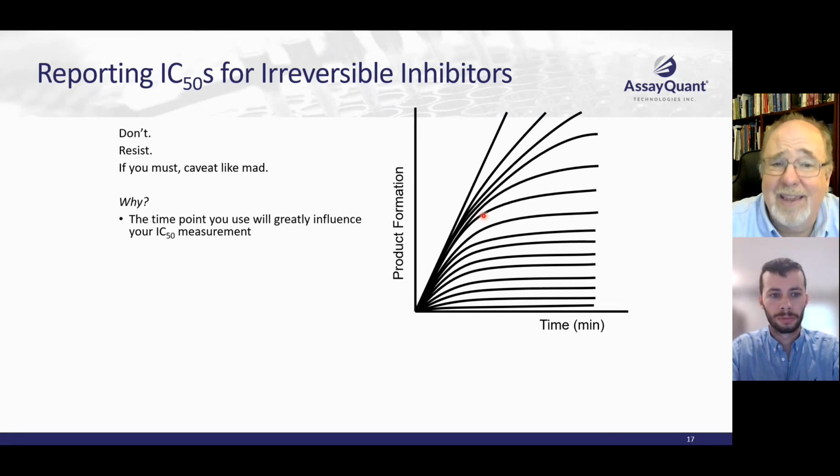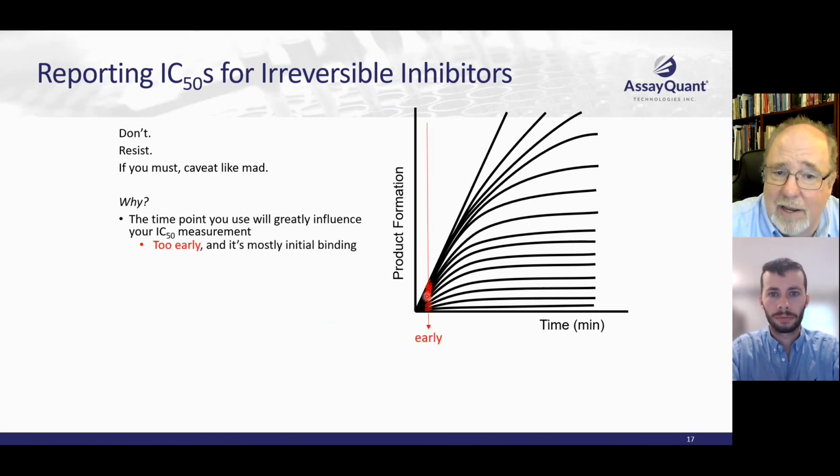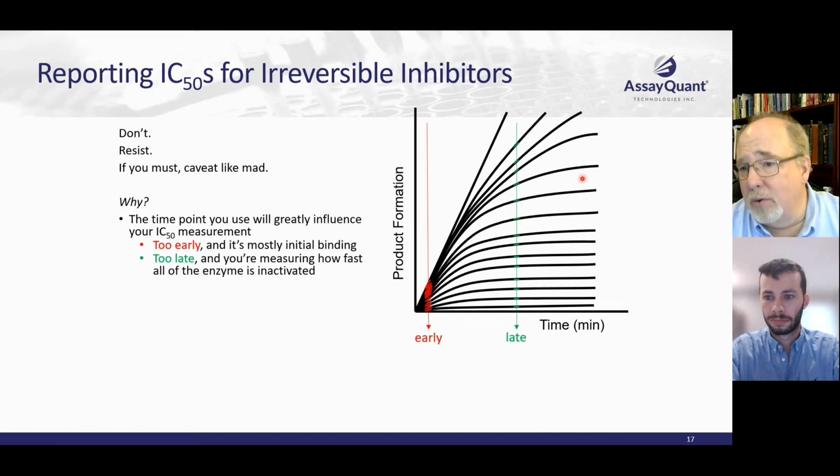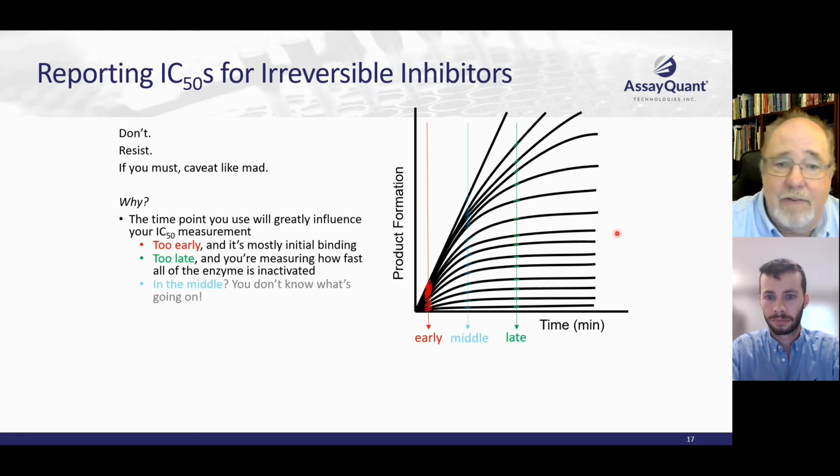All right, so the reason why: these are time-dependent inhibitors, and the time that you actually measure your IC50 will greatly influence your IC50 determination. If it's early, it's mostly just the initial binding event that you're following. If it's too late, then you're just measuring how fast all of the enzyme is inactivated. And in fact, if it's all the way over here and you're only looking at these, all of these are 0. So you can't get an IC50 if it's late enough. It's undefined. And if it's in the middle, you really don't know what's going on there.